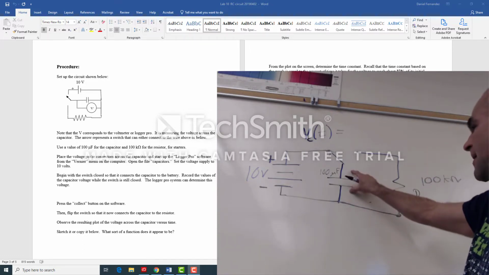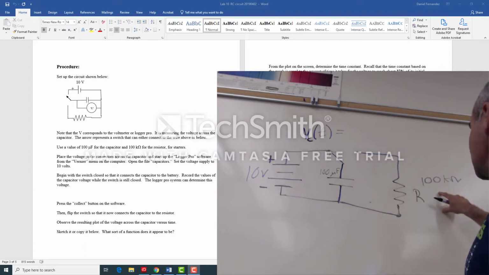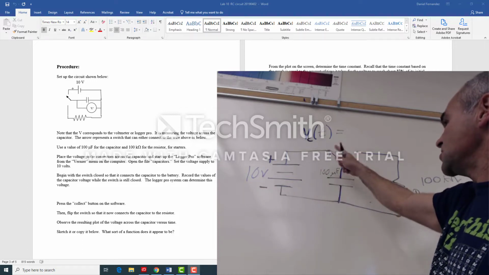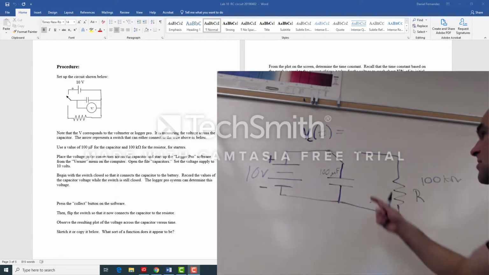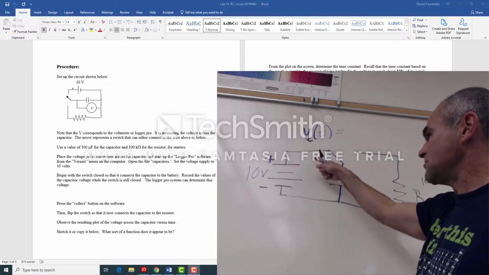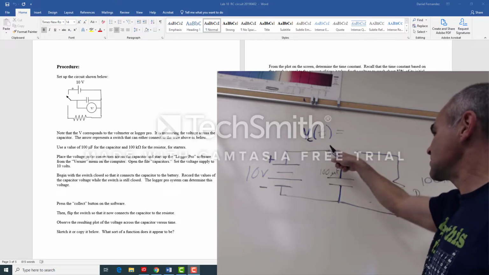So this here is the capacitor. I'm going to start off with 100 microfarad as the lab suggests. This is the 100 kilo ohm resistor. And here I have a 10 volt power supply. This here is a switch. So what happens is initially the capacitor is just hooked up to the 10 volt power supply, and then at a certain time it switches over to the resistor. That's what this switch means.